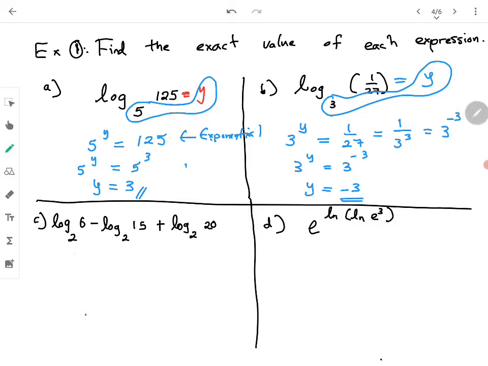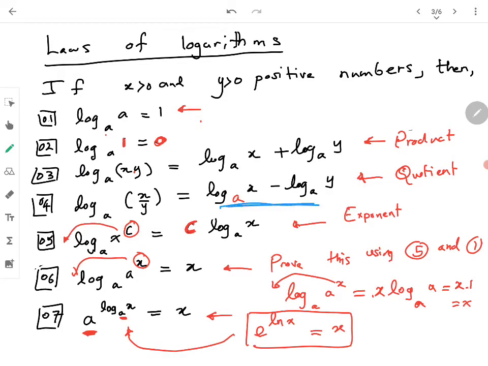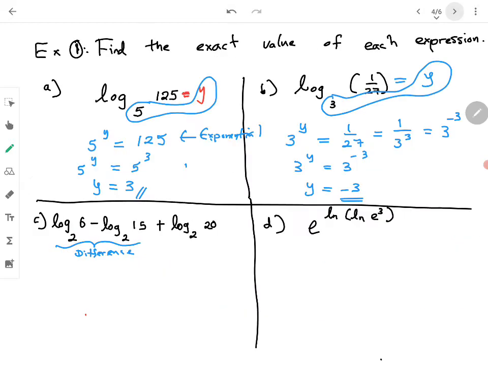Then this third part is an example of how to use the log laws. So you have more than one term, more than one log term. Then simplify this into a single term. So first start with the first two terms. So combine it into a single term. So this is a difference. So if you look here, a difference can be written as a quotient: log a of x over y. So here log 2 of 6 over 50. So that difference can be written as a quotient.